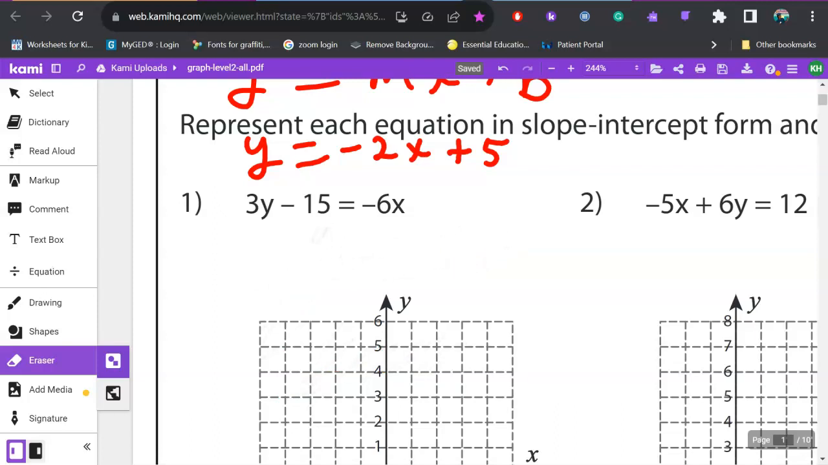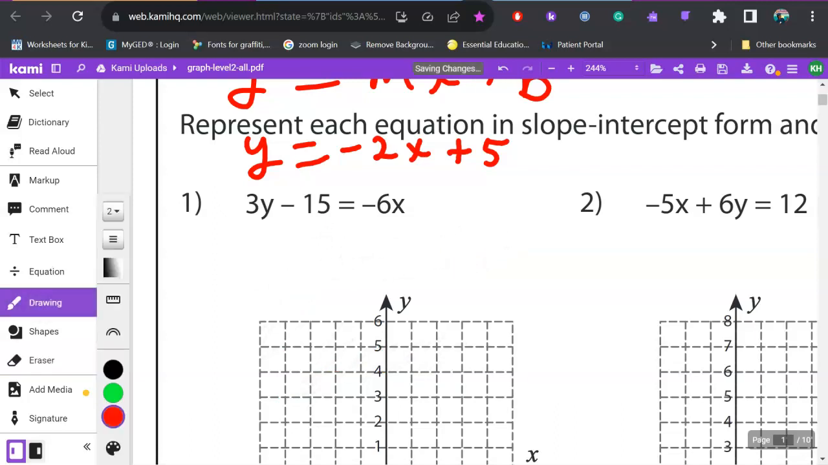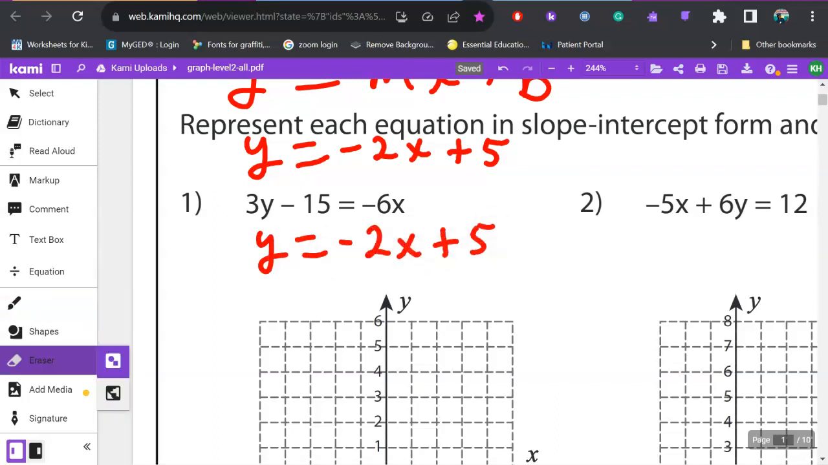Let's take an extra long, but we get the point. All right, now let me put it down here. Y equals negative 2x plus 5. This is what we can graph. Okay, so now how do we start graphing?